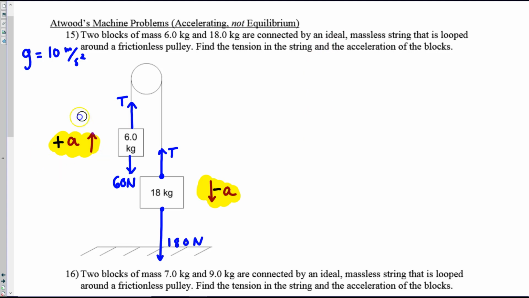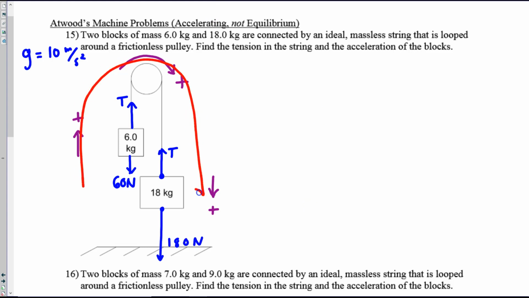What do we use instead? We are going to say that the direction of motion is positive and opposite that is negative. The direction of motion, okay, the 6 kilograms goes up. That's positive. The string loops around and moves this way. That's positive. This guy goes down. That's still positive. It's like we're saying that clockwise is the positive direction and counterclockwise is the negative.